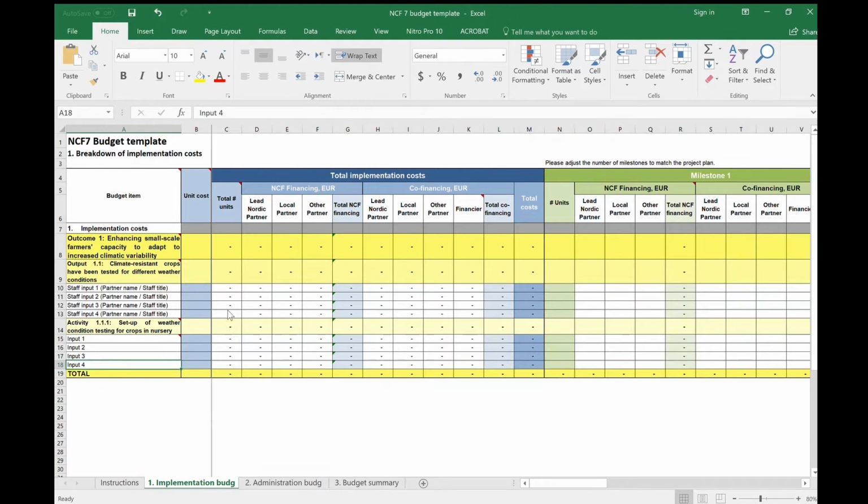Staff input can be shown in the budget at output level, and therefore there's no need to include staff input for each activity separately. Under each relevant output, you should insert partner name and staff title for the staff members to be included. Here we use a simplified example with 2 experts, one from the lead Nordic partner and another one from the local partner. We remove the rows that are not used. Please note that consultants should not be added as project staff, but as inputs on an activity level.